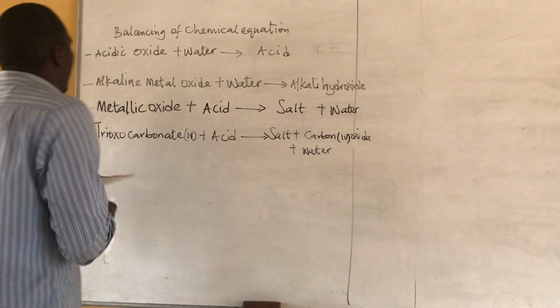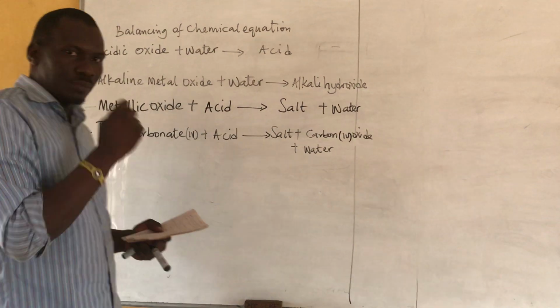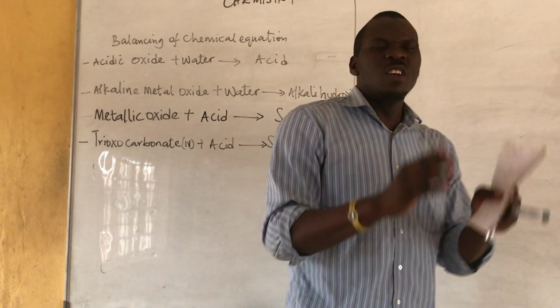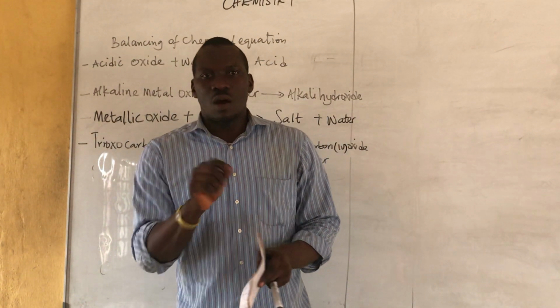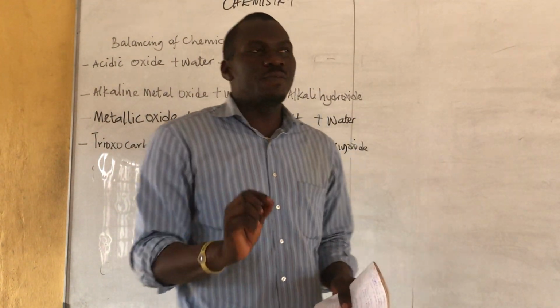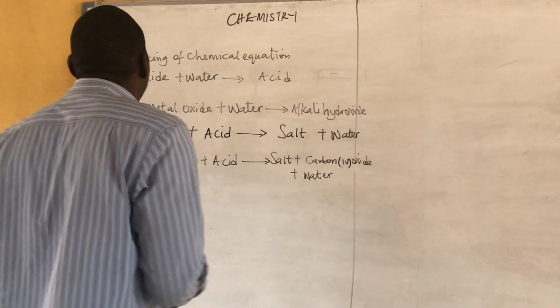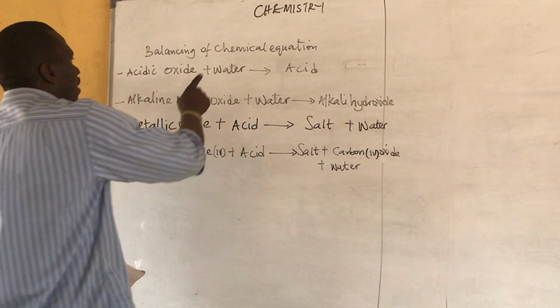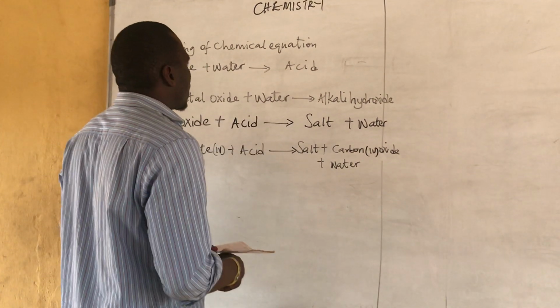Now, let's start with what is acidic oxide? An acidic oxide are oxides of non-metals plus oxygen. We did that in the previous video, so go and watch. Non-metal plus oxygen gives us acidic oxide, then plus water to give us acid.